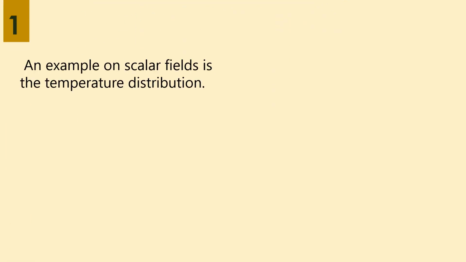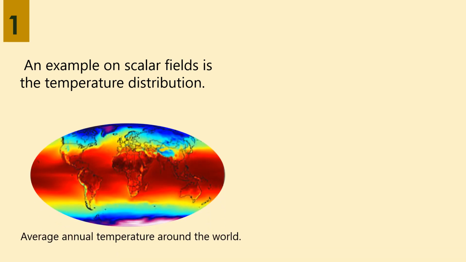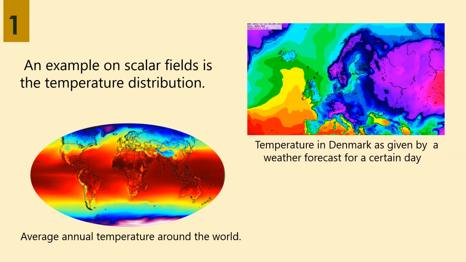A good example on scalar fields is the temperature distribution. If you look at the figure to the lower left, which shows the average annual temperature around the world, you can notice that the values of the temperature or the ranges of temperatures are indicated by colors. On the upper right side, there is something similar to it, which is the temperature in Denmark as given by a weather forecast for a certain day. In both figures, the distribution deals only with values, no need to specify any direction. That's where the term scalar comes from.